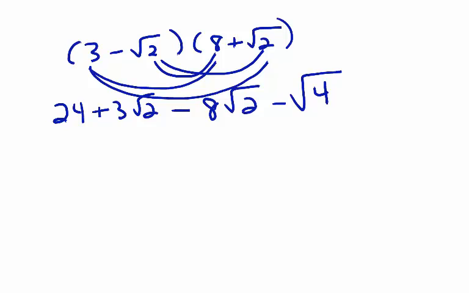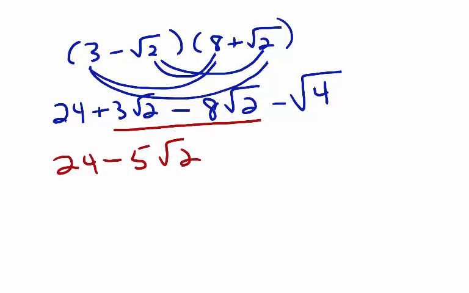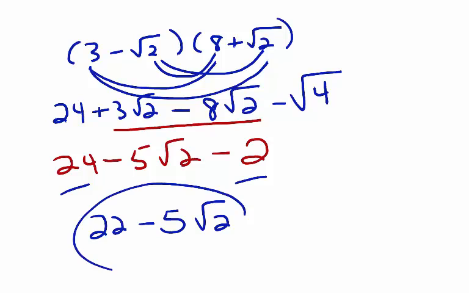Now I'll combine like terms where I can and simplify. So I have 24, and then my like terms in the middle, 3 square root of 2 minus 8 square root of 2, give us negative 5 square root of 2. And then we have minus the square root of 4, and since 4 is a perfect square, that is 2. Now I'll continue to combine like terms. 24 minus 2 equals 22, minus 5 square root of 2, and we're finished.